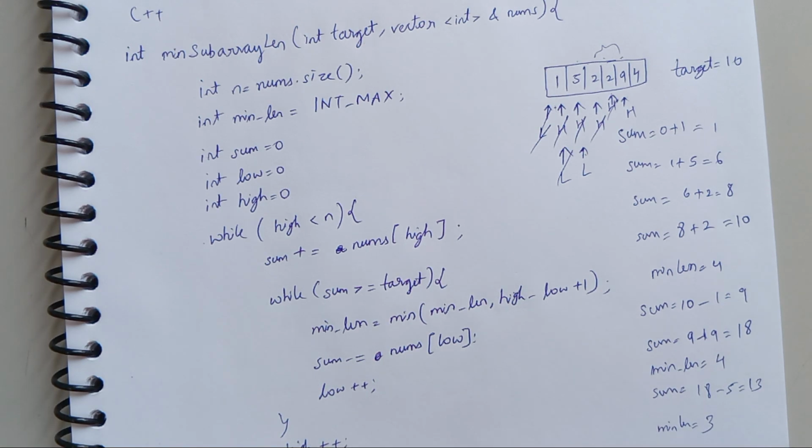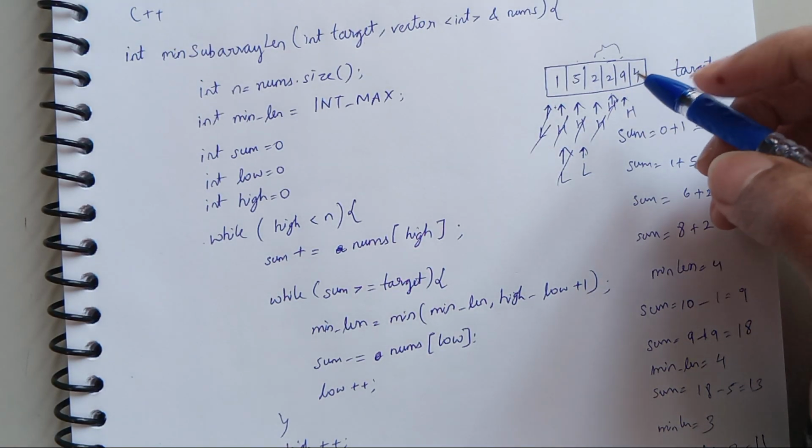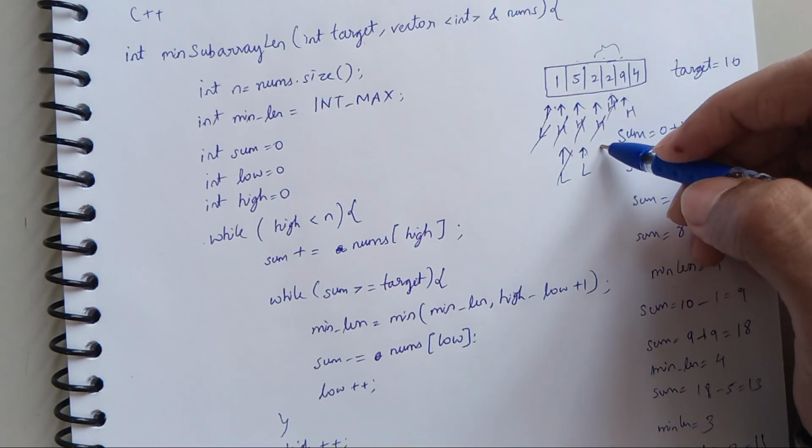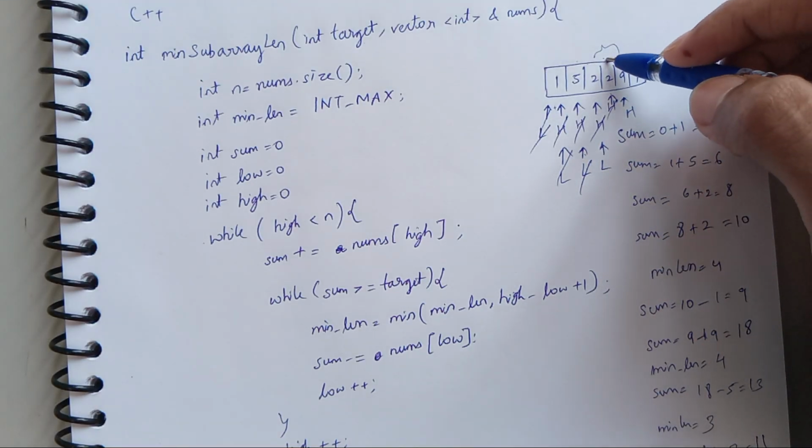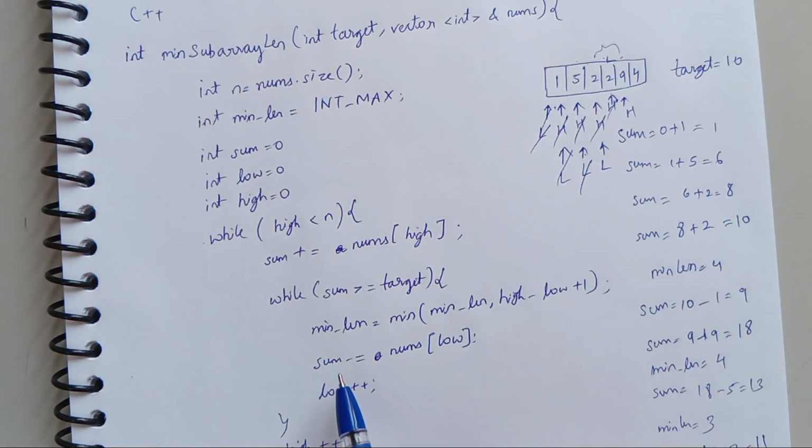So sum is equal to 13 minus 2, which is 11. Again it satisfies, and we do low plus plus. We are at the fourth position now. We are here now. Again we check, is 11 greater than target, yes. So again we update the minimum length. Minimum length will be again 2, and we again update sum.